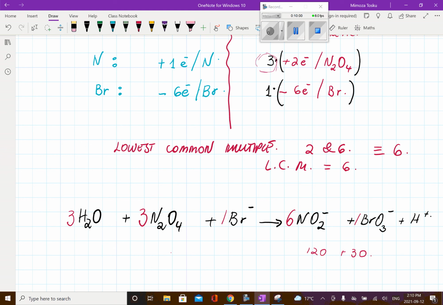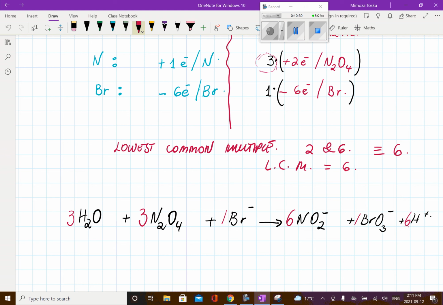And then you take a look at the hydrogen. So nitrogen, oxygen, and bromine are balanced. And then you have 6 hydrogen on the reactant. So you add a 6 here, and then this is balanced. So this is how we use the oxidation number to balance a reaction.